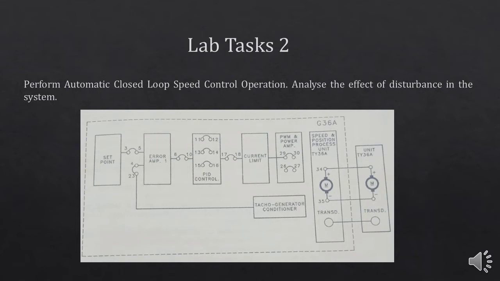In task number 2, we have to perform automatic closed loop speed control operation and analyze the effect of the disturbance on the system response. This will be the circuit diagram that I am going to use.